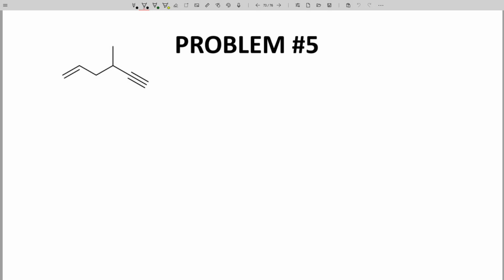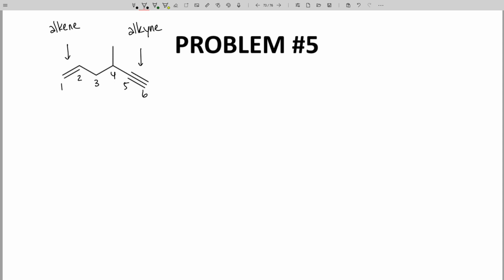All right, problem 5. We're actually starting to mix it up a little bit. We have 2 priority functional groups. We have an alkene and we have an alkyne. So, which one of these is higher priority? Well, alkenes take priority over alkynes. Personally, I like the triple bond to be higher priority, but it doesn't matter what I want. The alkene is higher priority. So we're going to number this chain so that the alkene gets the lowest numbers possible. So that's 1, 2, 3, 4, 5, 6.